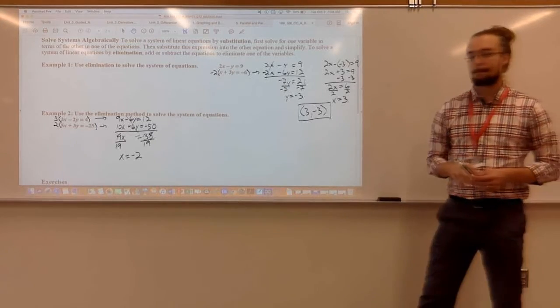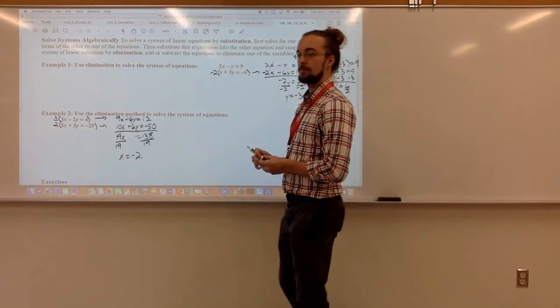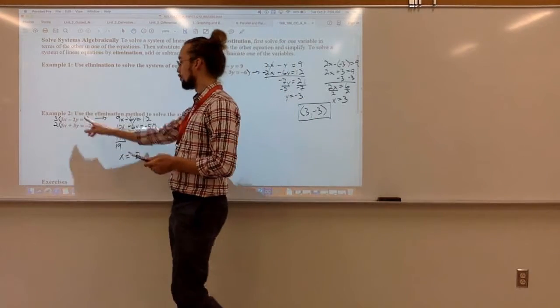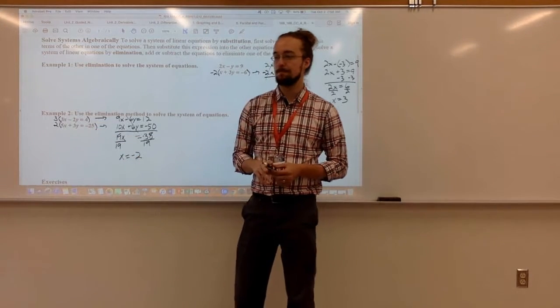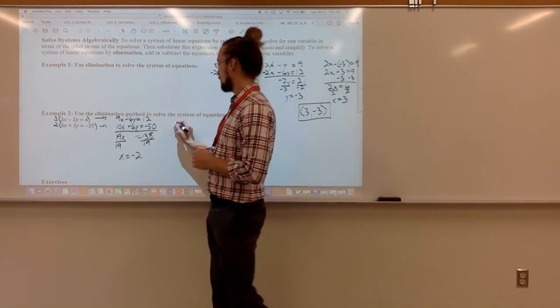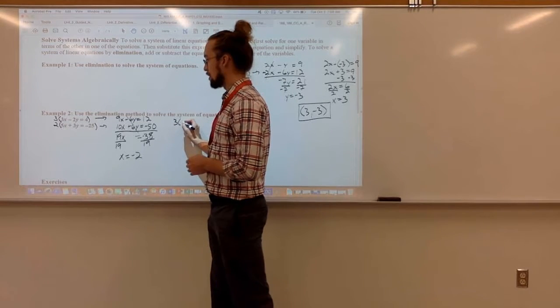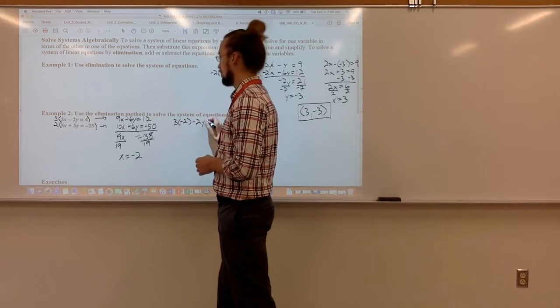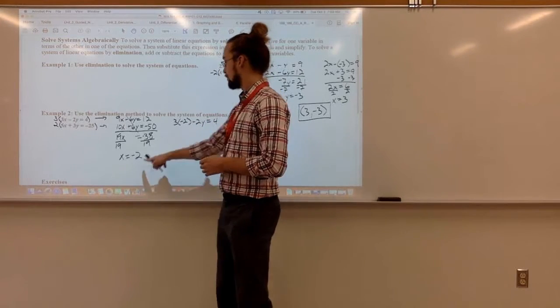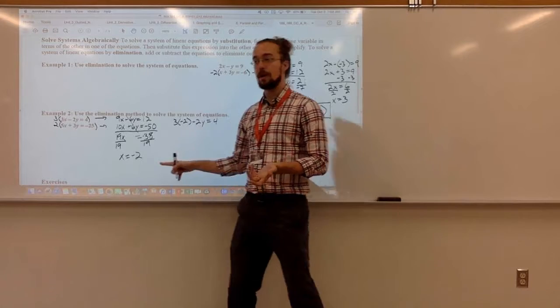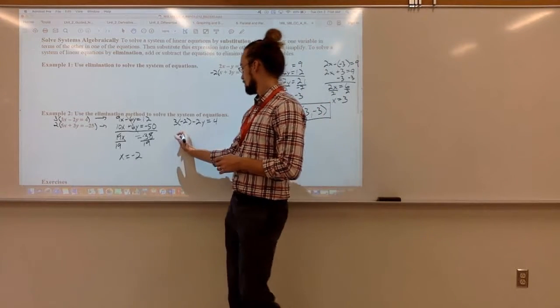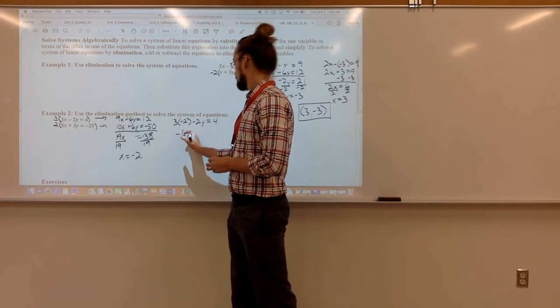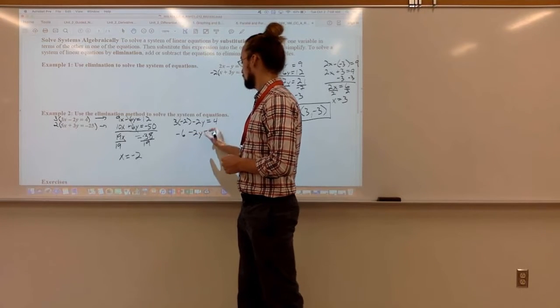Now what? We plug it back into one of our original equations. Which one? Sure, let's use the top one. Again, it doesn't matter. But the top one has smaller numbers here, so let's use the top one. So I'm plugging negative 2 in for x, since I solved for x. So we get negative 6 minus 2y equals 4.